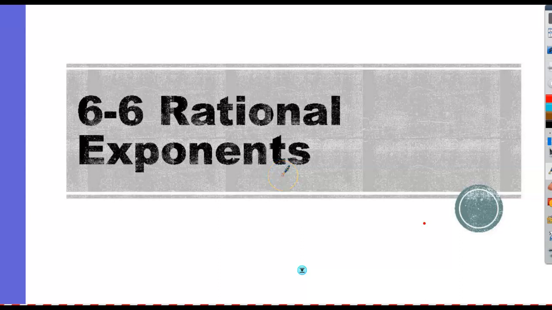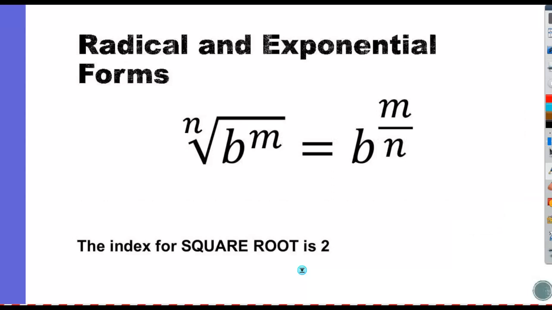Hey guys, today we're going to do 6 rational exponents. Let's get started. So this is the first thing you need to recognize, radical and exponential forms.